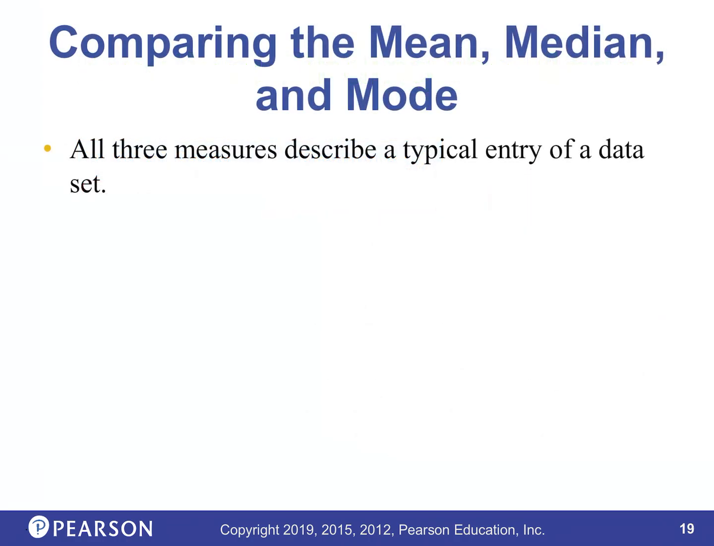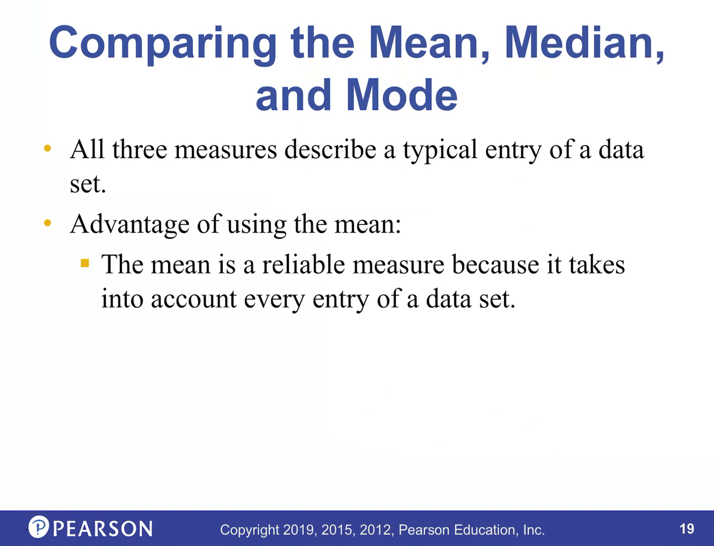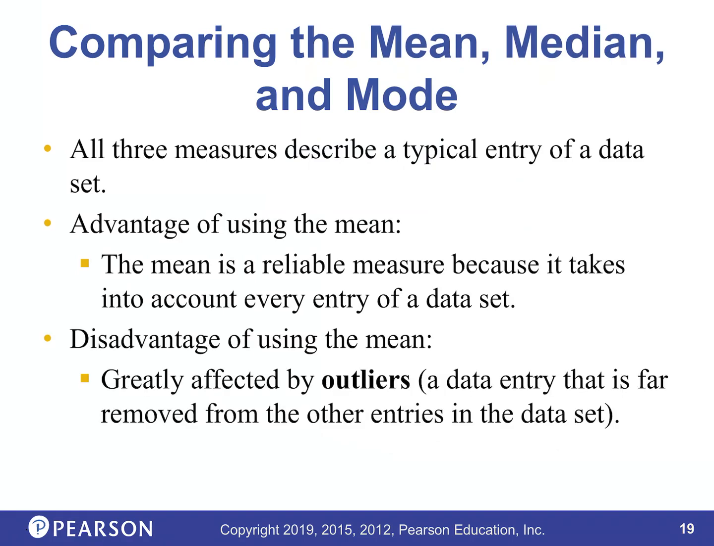Comparing the mean, median, and mode. All three measures describe a typical entry of a dataset. The average is found using the mean. The mean is a reliable measure because it takes into account every data entry. Well, it's reliable in a sense, but we could be led to a false type of average, right? We'll talk about that soon. The disadvantage of using the mean is that it is greatly affected by outliers. An outlier is a data entry far removed from other data entries in the data set. An example is if you think of average earning amounts, how much people make in a year.